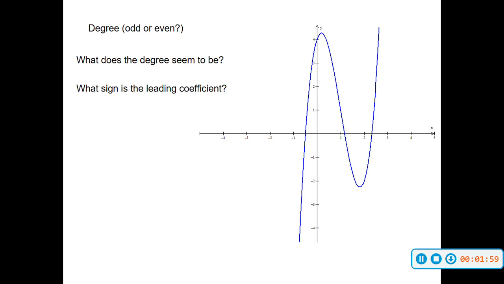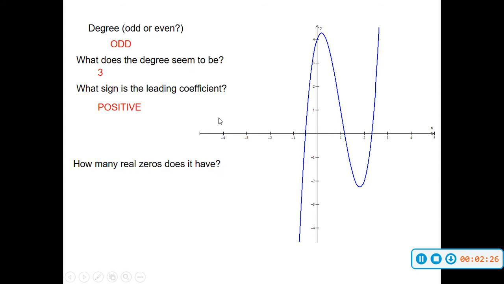For this one, is it odd or even? Odd. Odd, because left goes down, right goes up. What degree do you think it is? 3, because I've got one hill, one valley, so that's 2 turning points plus 1 is 3. The leading coefficient, is it positive or negative? Positive, and that's because the right side points up.